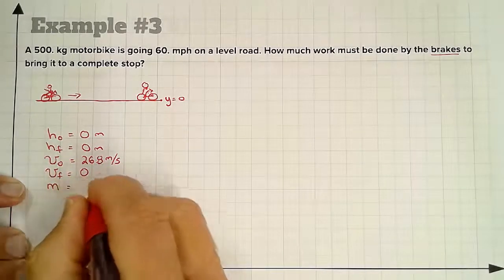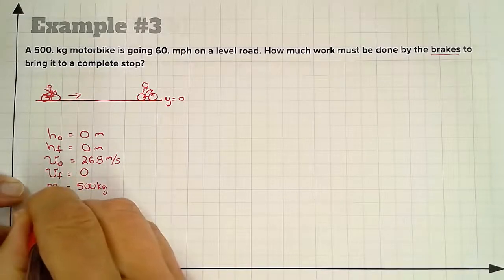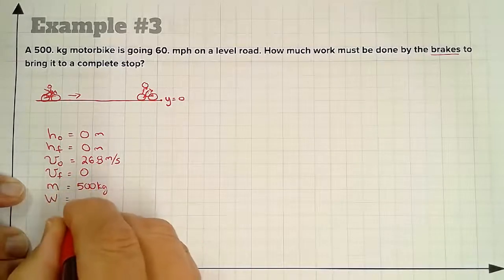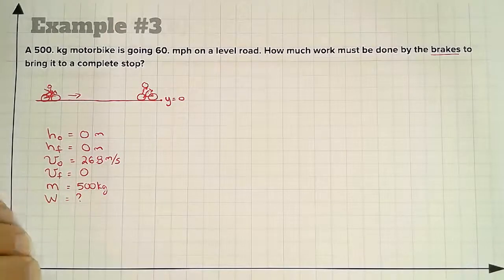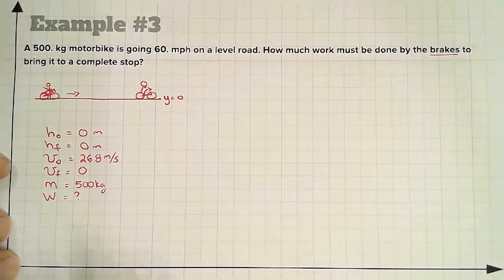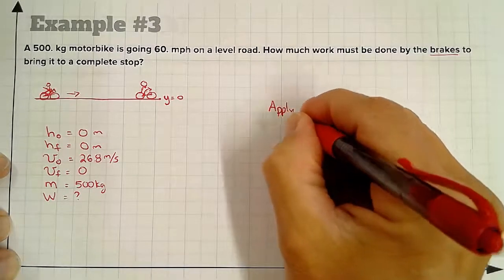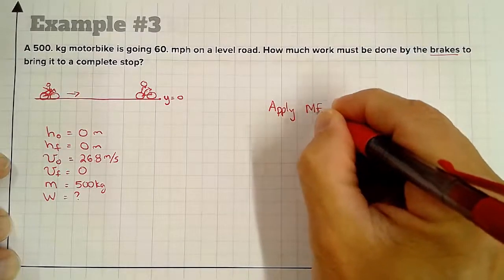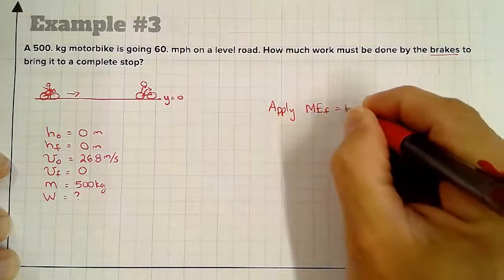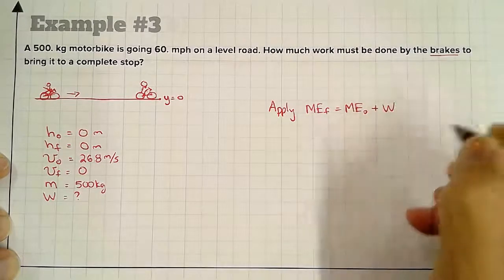We are told the mass of the motorbike is 500 kilograms, and we are asking for the work. How much energy was transferred out of this system in order to get it to stop? So we are going to apply our principle of energy conservation, which says the mechanical energy at the end of the problem is equal to what we start with plus the work.